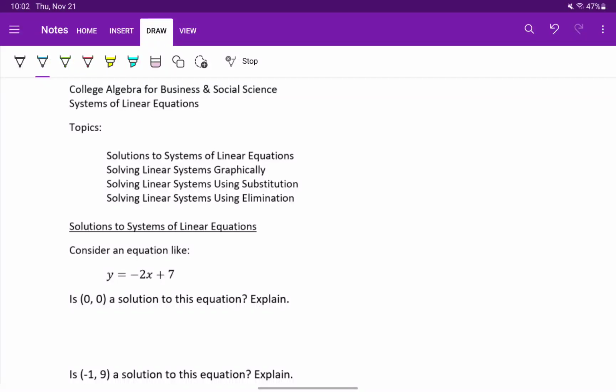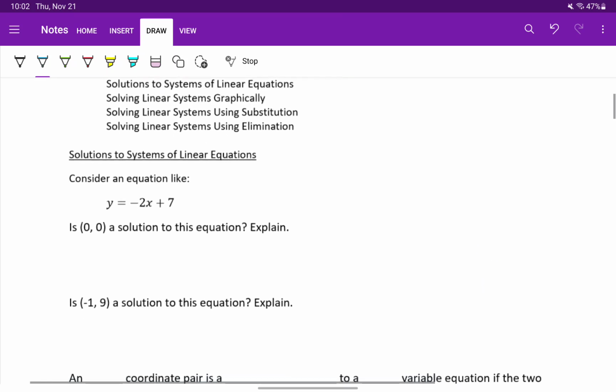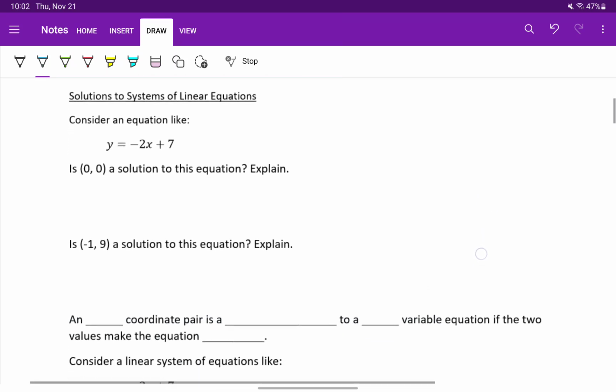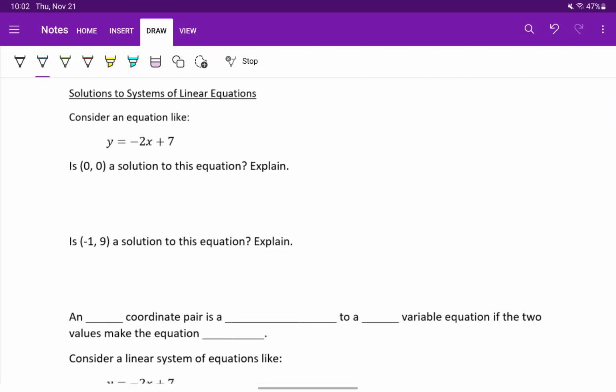In this section, we want to look at finding the solutions to systems of linear equations. Before we get into those processes, though, we want to talk about what the solution to an equation looks like, and then what the solution to a system of equations looks like. To start off, we'll consider the equation y equals negative 2x plus 7, and ask the question, is the xy coordinate pair 0, 0 a solution to this equation?